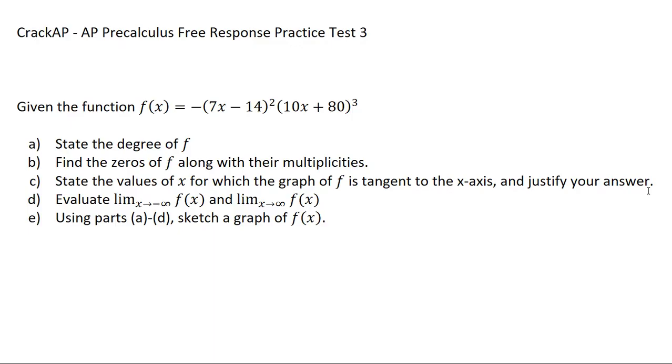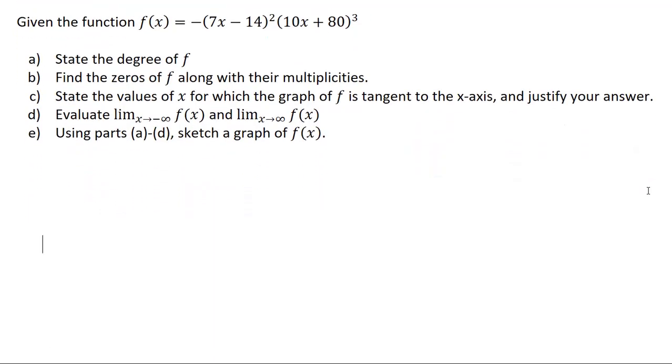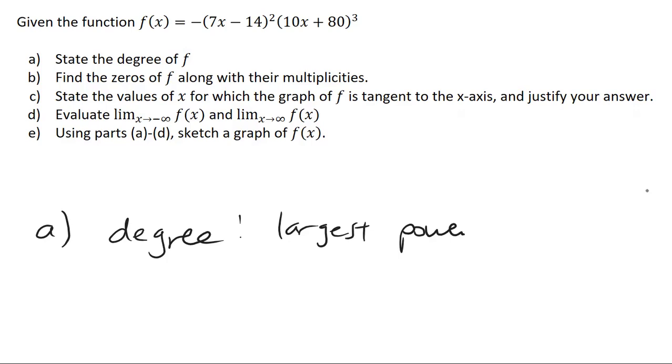We'll see. Okay. So this says, given the function f of x is negative (7x minus 14) squared times (10x plus 80) cubed, we want to state the degree of f. So the degree, what is the degree? It's the largest power of x. We have to remember that concept. For polynomials, it's the largest power of x.